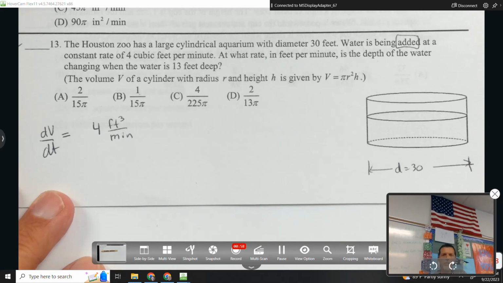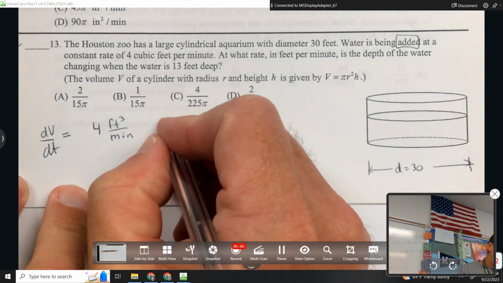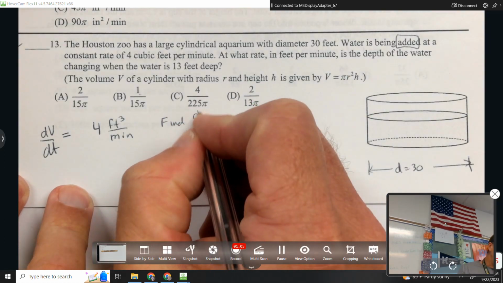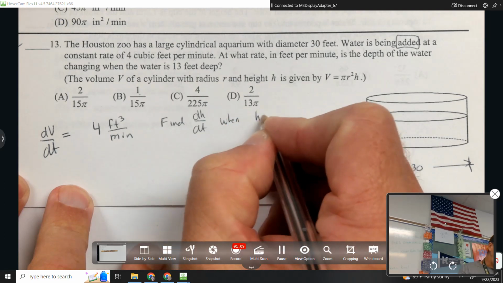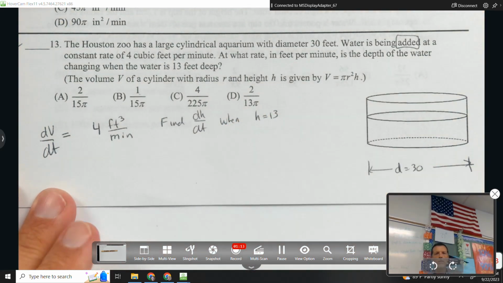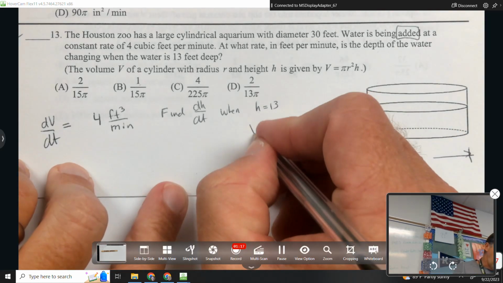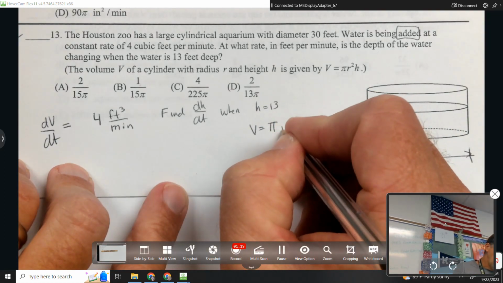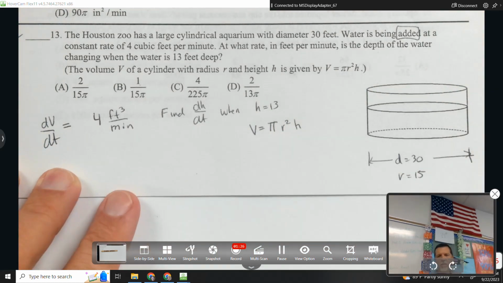At what rate in feet per minute is the depth of the water changing? So find dH dt when h equals 13. Right, it gives me an equation, pi r squared h. R is 15, so trying to throw us off there.